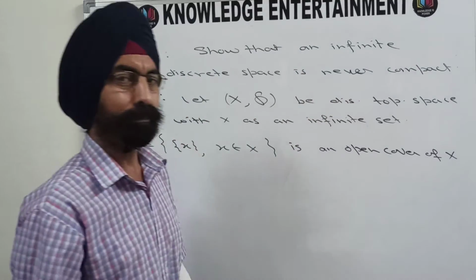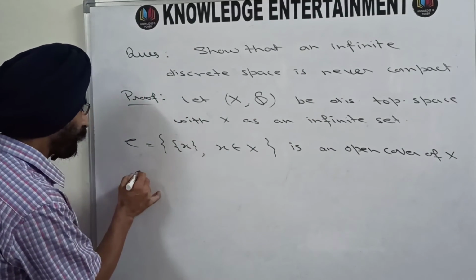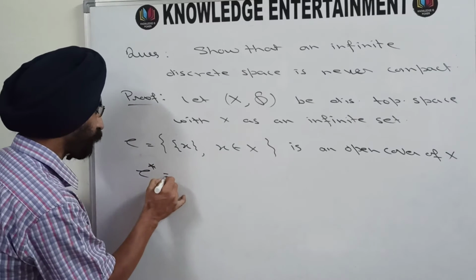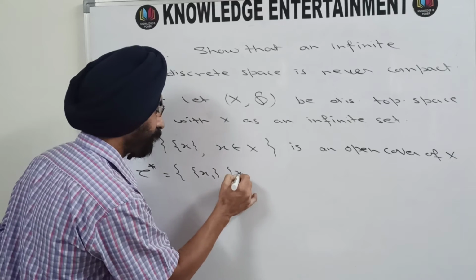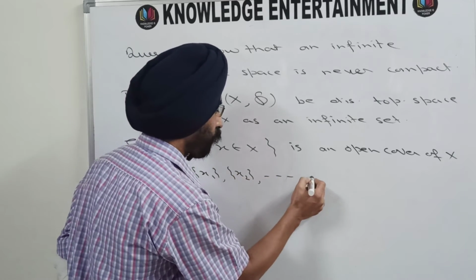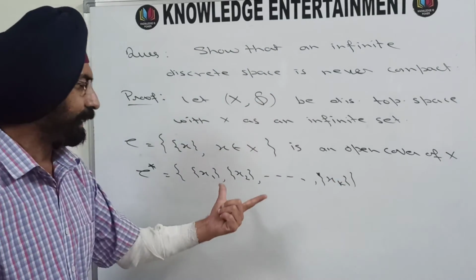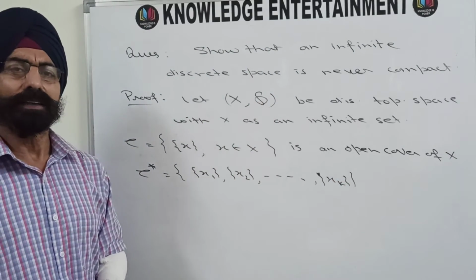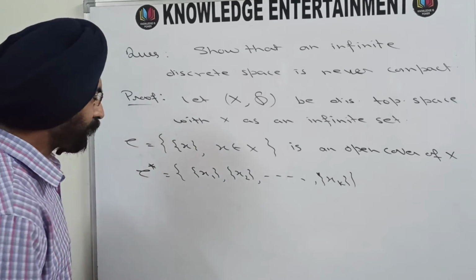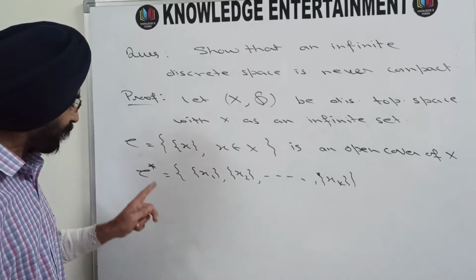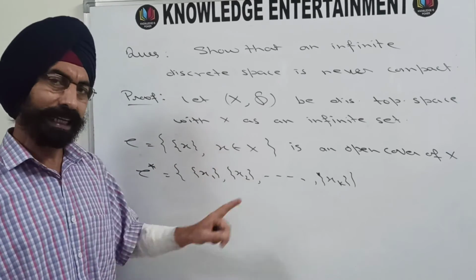But it has no finite subcover, because suppose you have some finite subcollection, x1, x2, up to xk. If you are considering this subcollection to be a finite subcover of C, then there will be a problem. What will the problem be? If you are saying that C star is a finite subcover, that means you are saying that the members of C star are covering X.